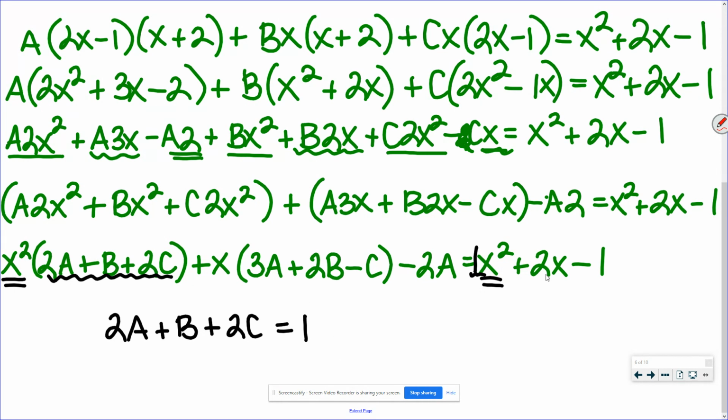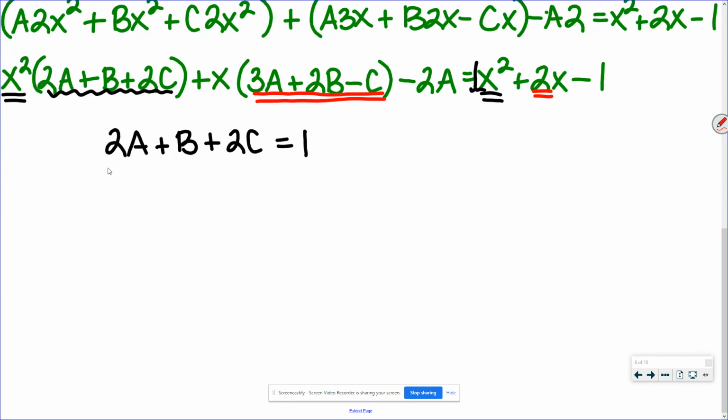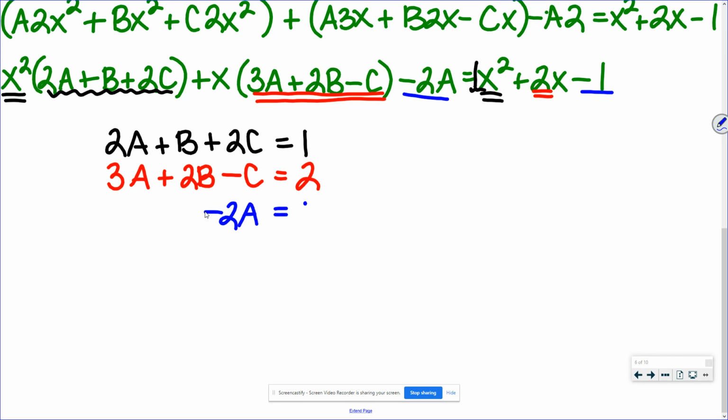The same thing goes for the next part. I have a 2 in front of my x term, which means that all of this stuff in front of the x needs to equal 2. So I have 3a plus 2b minus c has to equal 2 per the way the problem is set up. And then the last thing is that this negative 2a is my constant value, and it has to equal negative 1. So I have a third equation where 2a has to equal negative 1.